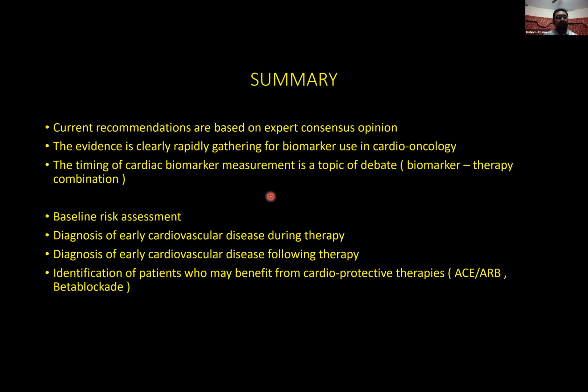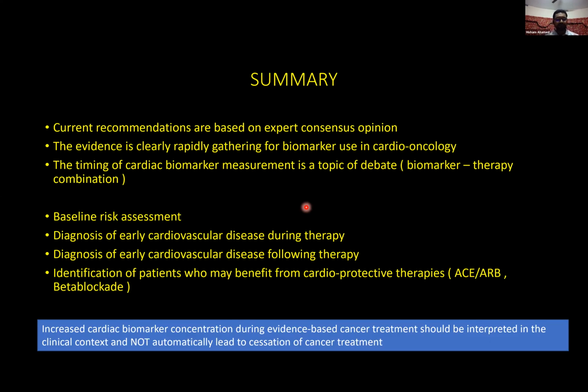And as we saw in the previous slides, what a biomarker achieves is baseline risk assessment, diagnosis of cardiovascular disease during therapy and following therapy as well, and identification of patients who may benefit from cardioprotective therapies. But if there is one standout point which comes from the analysis of all these landmark trials and the recent meta-analysis, it is this: increased cardiac biomarker concentration during evidence-based cancer therapy should be interpreted in the appropriate clinical context and should not, and I emphasize, should not automatically lead to cessation of cancer therapy.